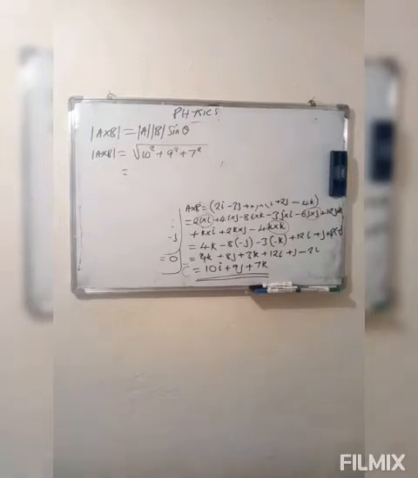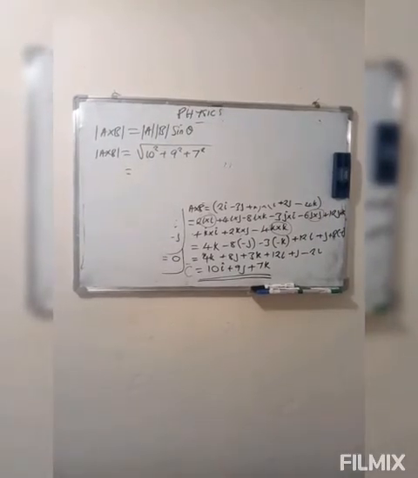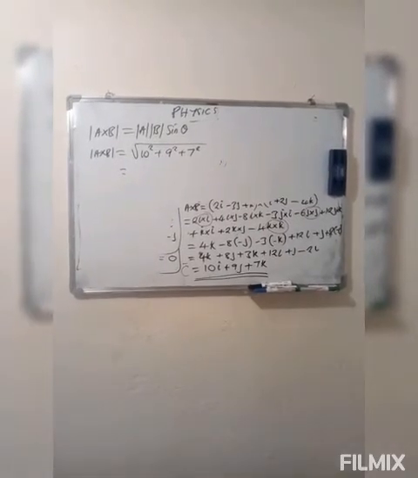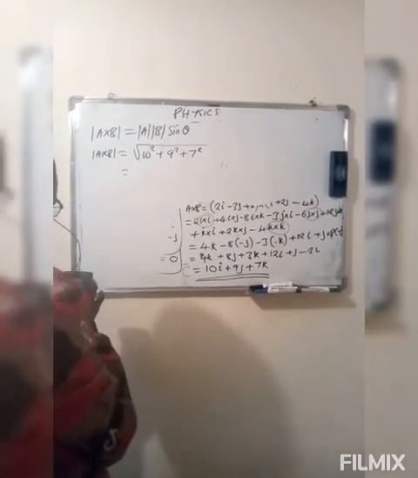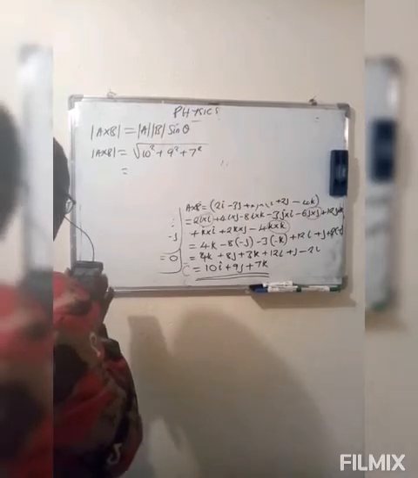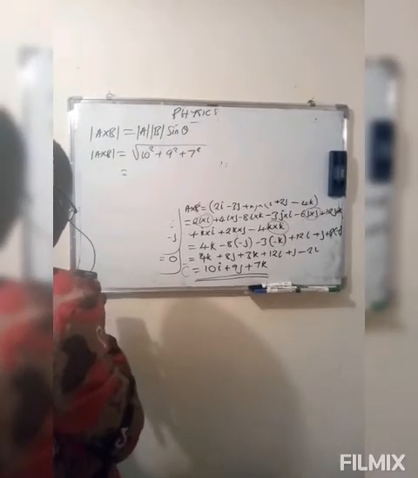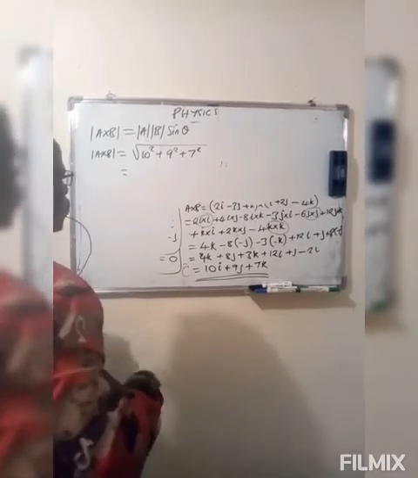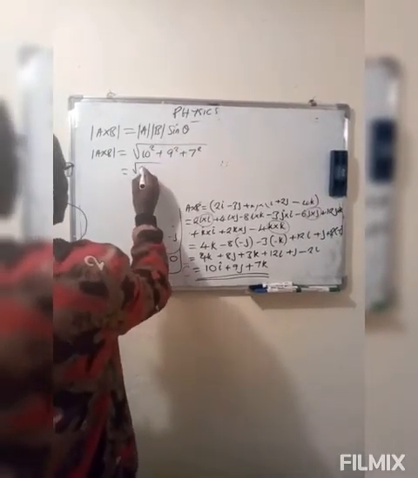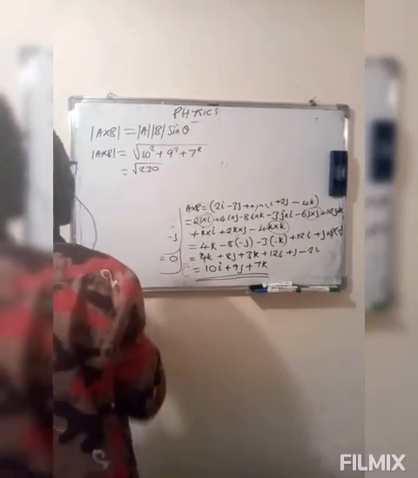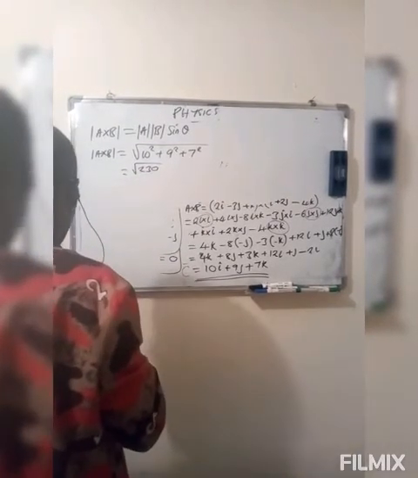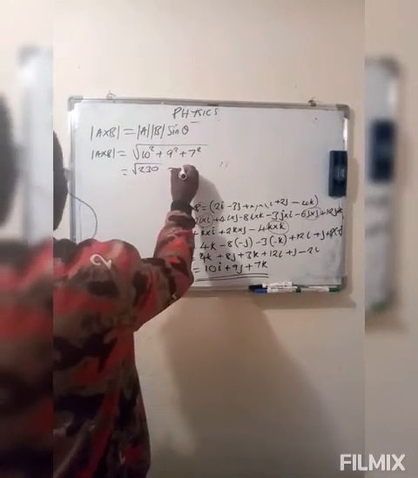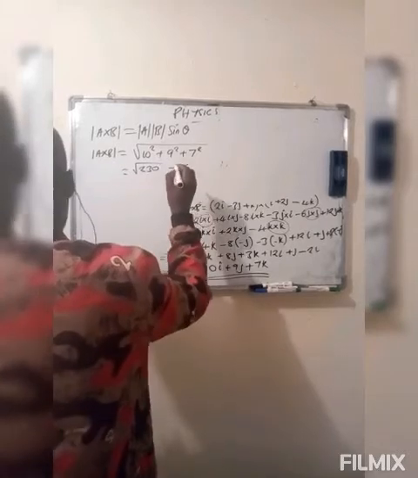So that's 10 squared plus 9 squared, then plus 7 squared. That is giving us 330. So we want to get the square root of 330, essentially. I mean 230. Okay, so that's 230. And its square root is going to give us 15.166.